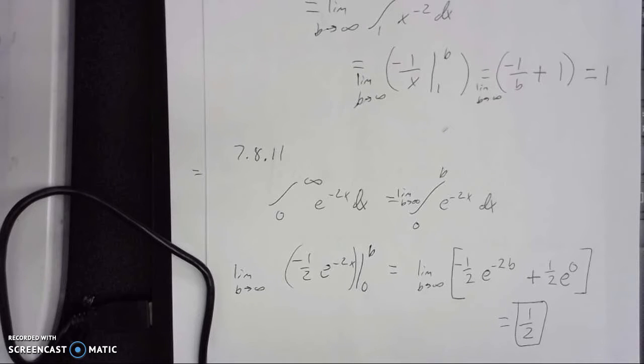So if you do that from 0 to b, you get minus 1/2 e to the minus 2b plus 1/2 e to the 0. Well, e to the 0 is 1, so that second part of that value is 1/2. And now when you take the limit as b goes to infinity, if you think about what's happening here, you're going to have negative 1/2 e to the minus 2 times infinity. Well, e to the negative infinity power is like taking 1 over e to the infinity. That's 1 over a giant number. That goes to 0. So this is just 1/2.